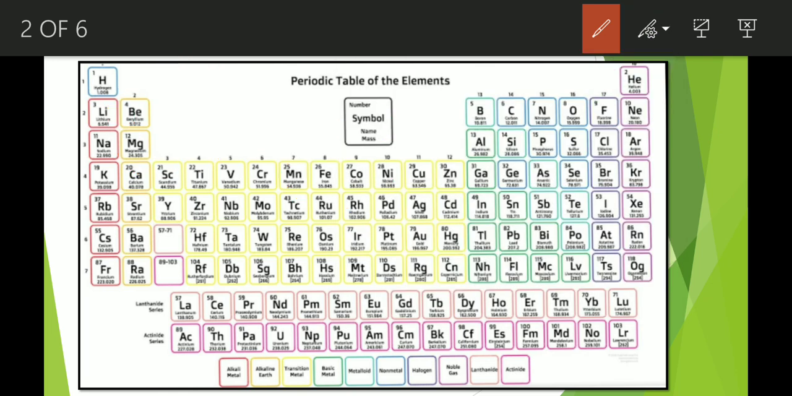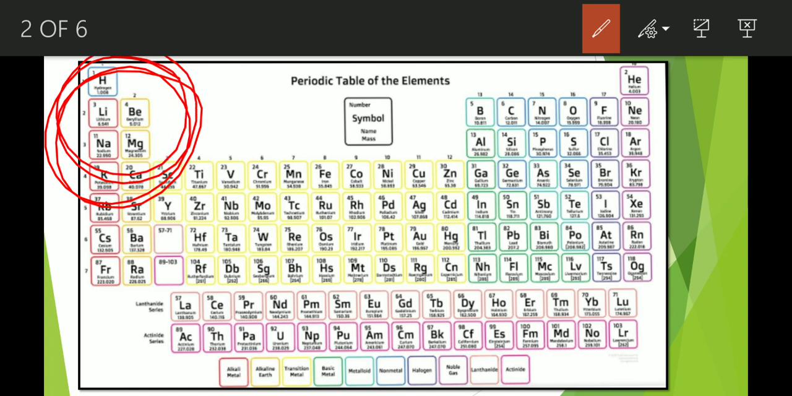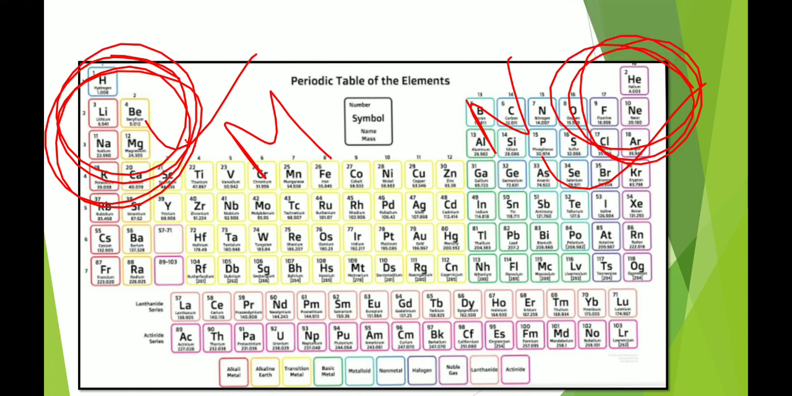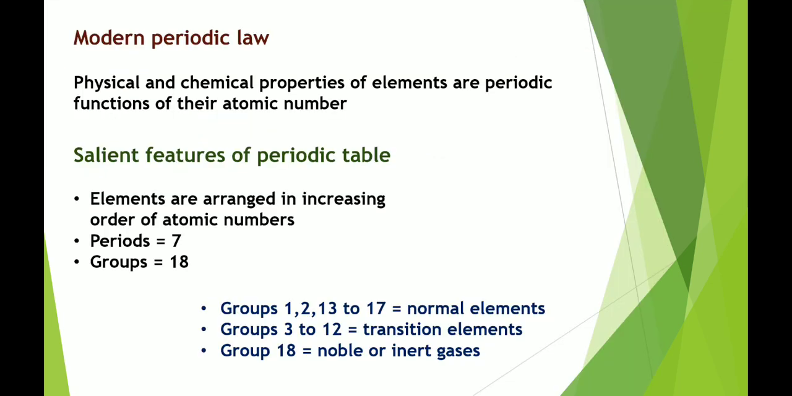And in the periodic table, the metallic character is maximum at the left of the periodic table. And the non-metallic character is maximum at the right of the periodic table. So, basically it means that metals are present at the left of the periodic table, okay? And the non-metals are present at the right of the periodic table. Clear?